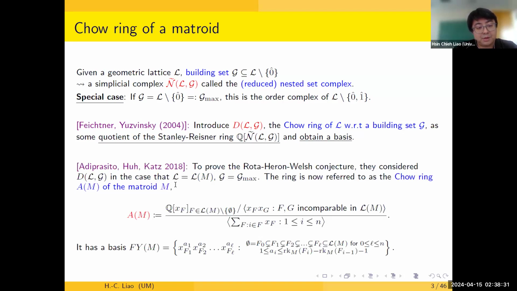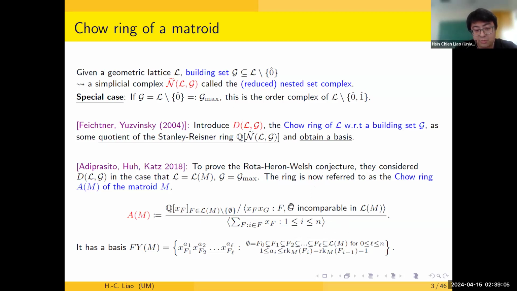So Adiprasito and Katz, in 2018, in their paper to prove the long-standing Rota-Heron-Welsh conjecture, consider this D_{L,G} in the case that L is the lattice of flats of a matroid and G is the maximal building set. This ring is now referred to as the Chow ring of a matroid. We usually denote it as A(M), and if you want to know the explicit expression, this is the expression of A(M).